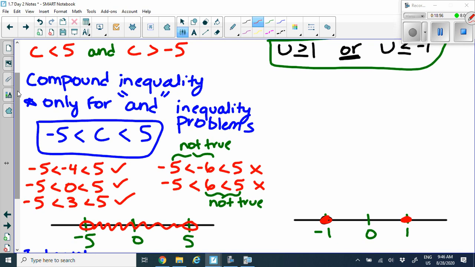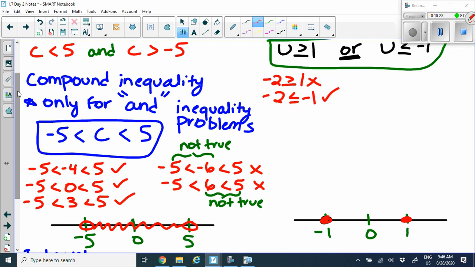Okay, so let's pick a number outside of -1. Let's do -2, okay? So with or, we have -2. With the x greater than or equal to 1, is -2 greater than or equal to 1? No, that doesn't work. But is -2 less than or equal to -1? Yes. Now this is where it's going to get interesting.